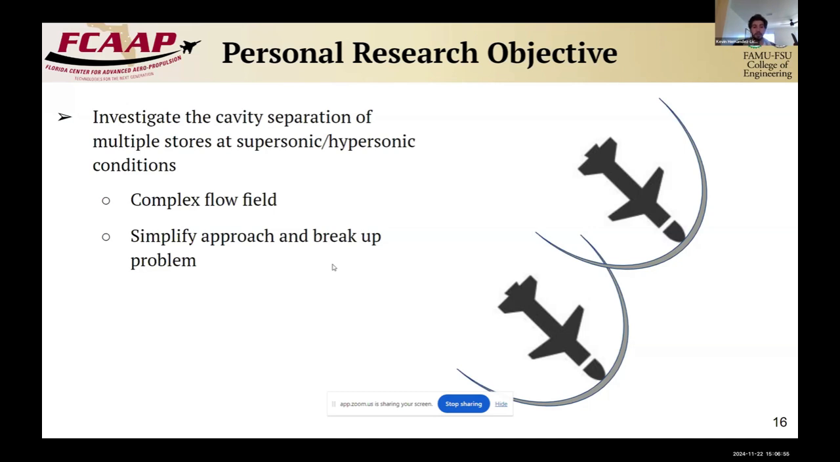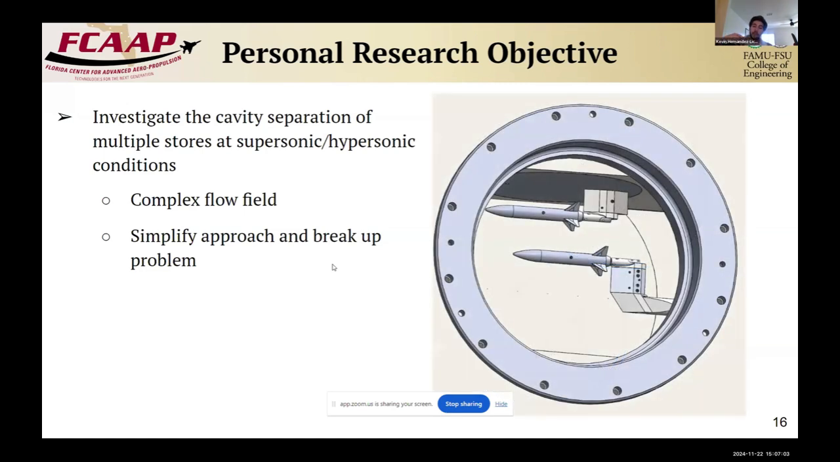So in my approach, we're simplifying and breaking up the problem. So in the end, one of my future research tunnel installations is going to be looking at actually just two stores mounted within the tunnel and looking at how they interact with one another.